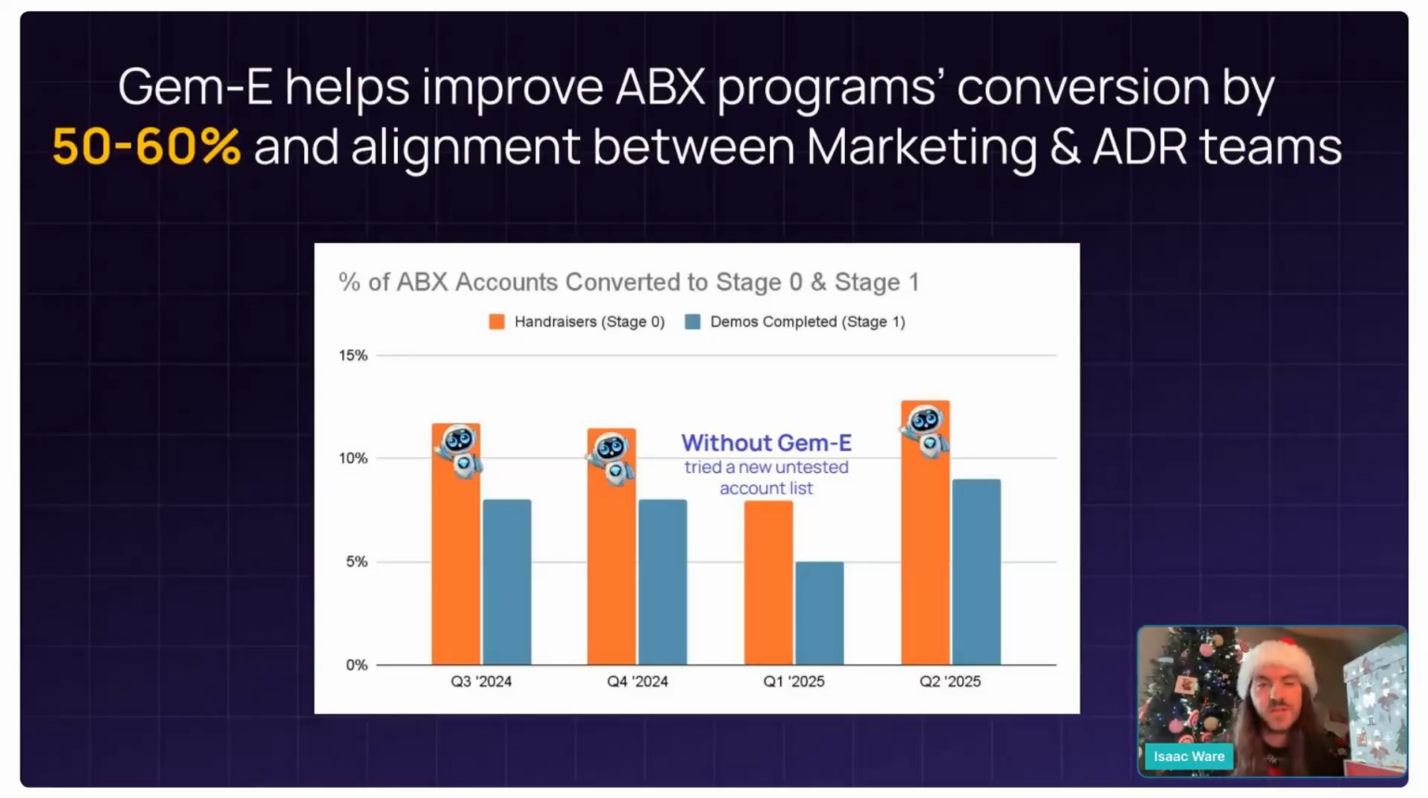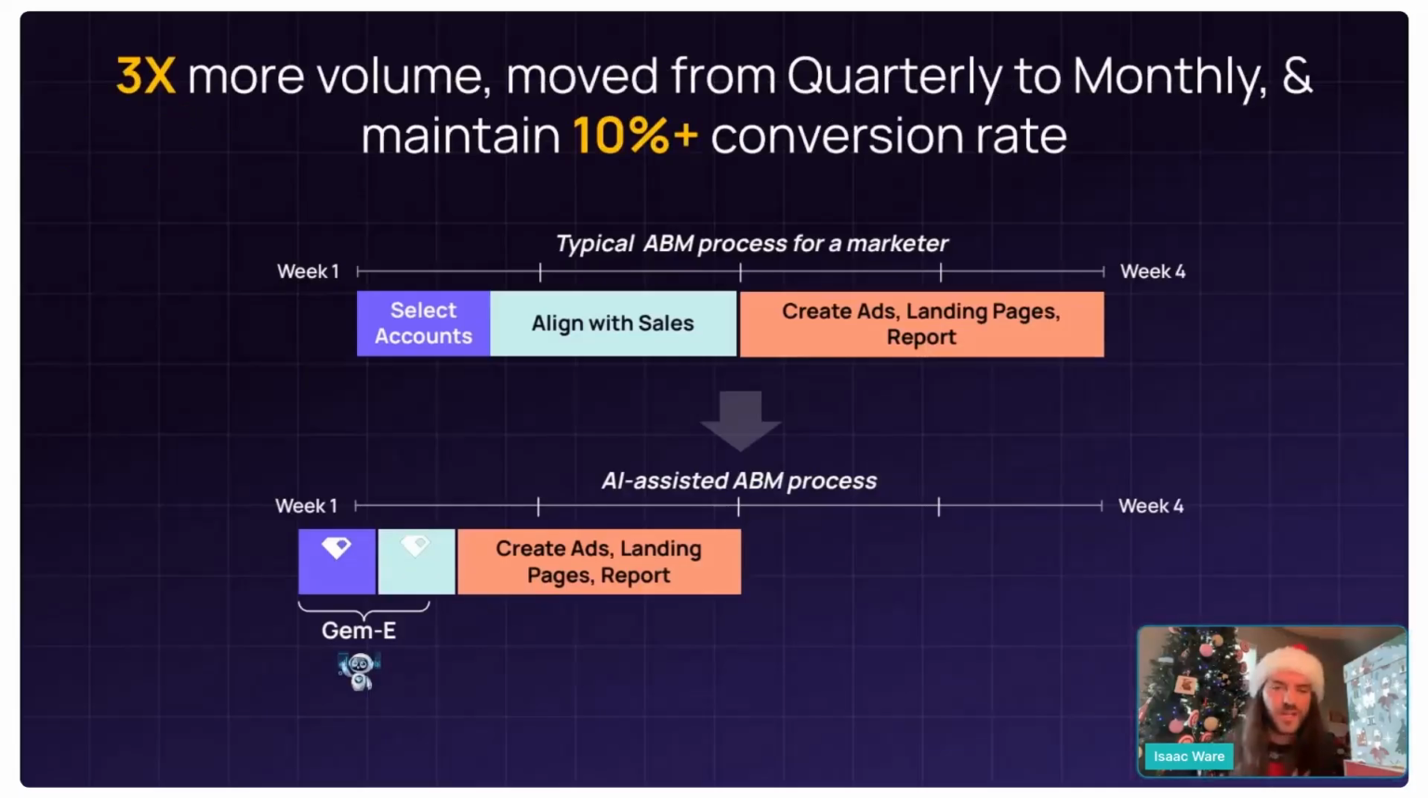For a test, we actually ran our exact same program with an untested account list that was not based off of signals. And you can see the dip in the hand raisers and the actual demos completed, which is really interesting, but also a really tough meeting to have with your CEO explaining why this happened. So for us, it improves the conversion by 50 to 60% and helps that alignment with marketing and ADR teams. On the marketing side, in terms of the improvements, we actually measure it more of how much volume can we do with the exact same person.